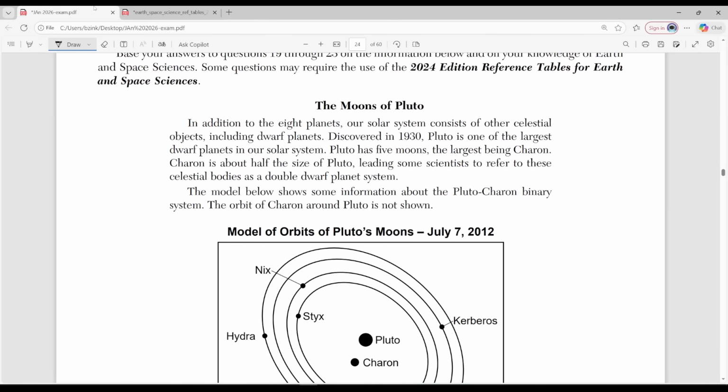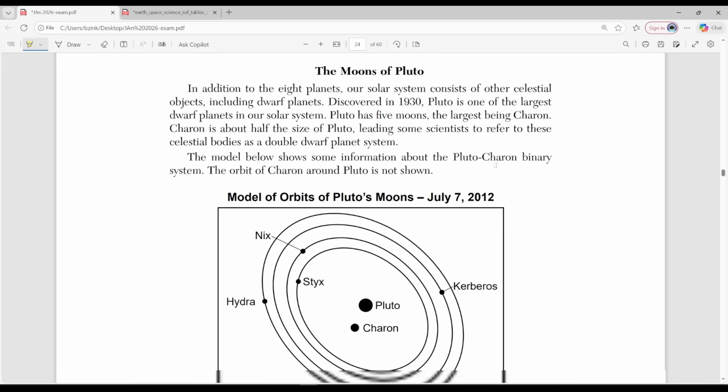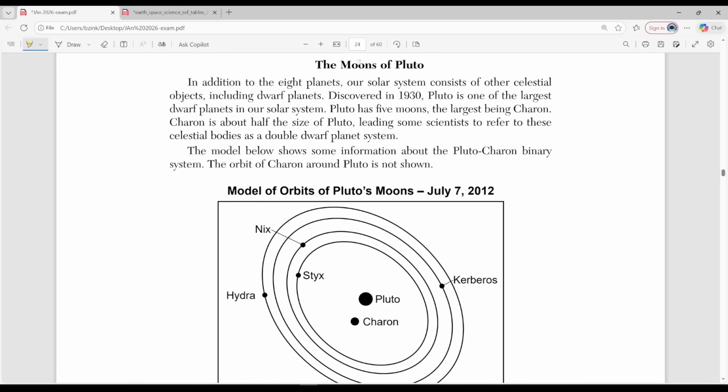All right. Yes, astronomy. All right. Let's see what we got on astronomy on this test. In addition to the 8 planets of our solar system consists of other celestial... I can't believe, is this the... I don't know. I just like astronomy stuff, I guess.